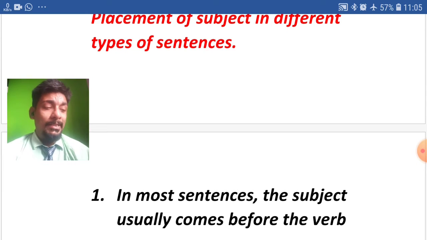And I told you that in exclamatory sentences, the subject comes before the verb. In interrogative sentence, the subject comes after the verb. And in imperative sentence, my dear students, the subject remains implied, means it's understood. I also gave you some questions. The heading you can see on the screen: placements of subjects in different types of sentences.